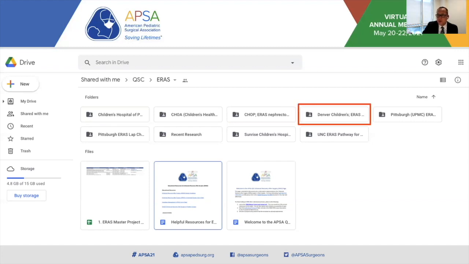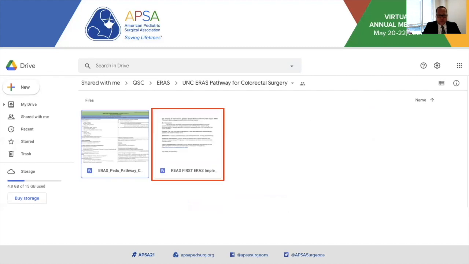Denver Children's has uploaded their enhanced recovery pathway, and Pittsburgh has uploaded their enhanced recovery pathway for complex abdominal surgery, as well as laparoscopic cholecystectomy. Sunrise Children's in Nevada has uploaded their pathway for pediatric abdominal surgery, and we'll spend a few minutes exploring the UNC ERAS folder just to give folks a better idea of what they'll find.